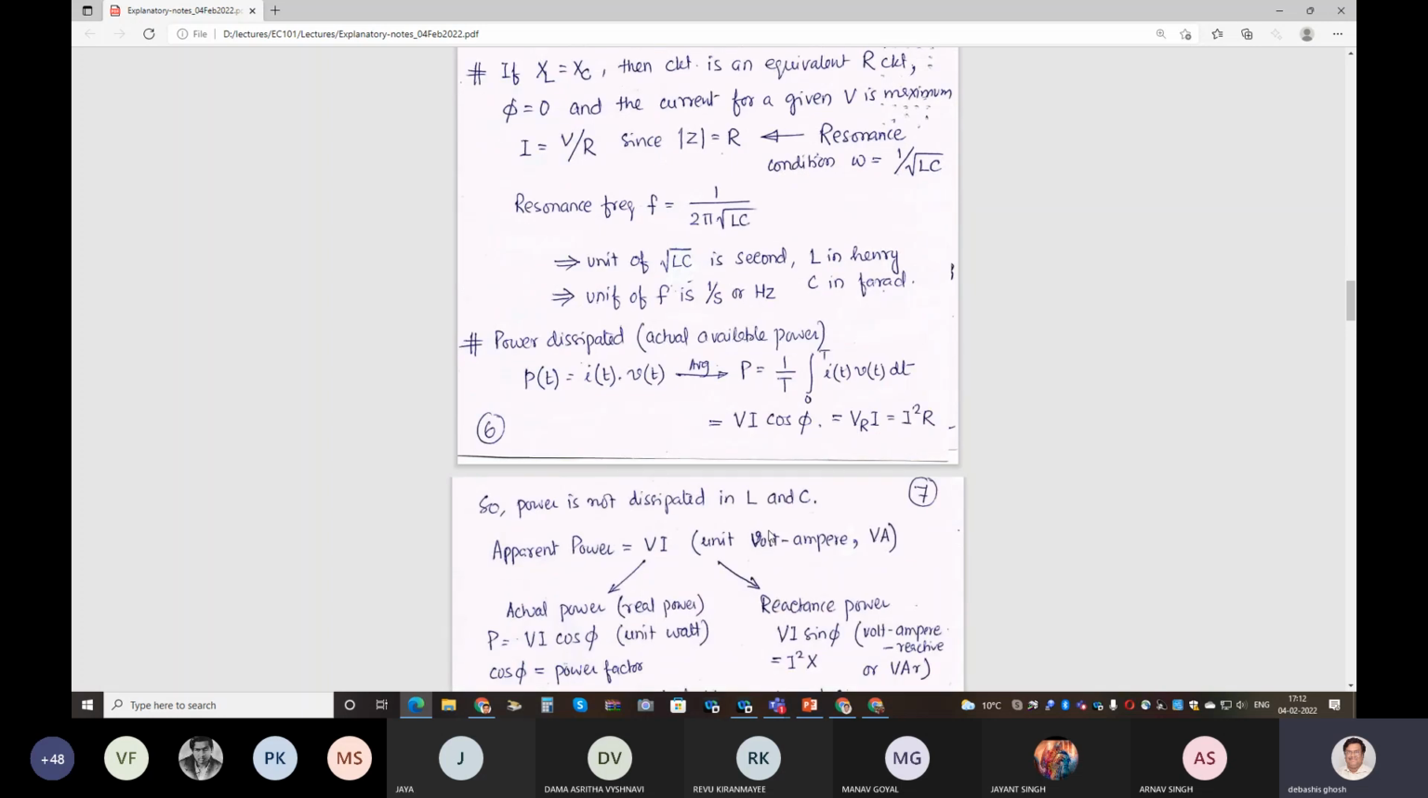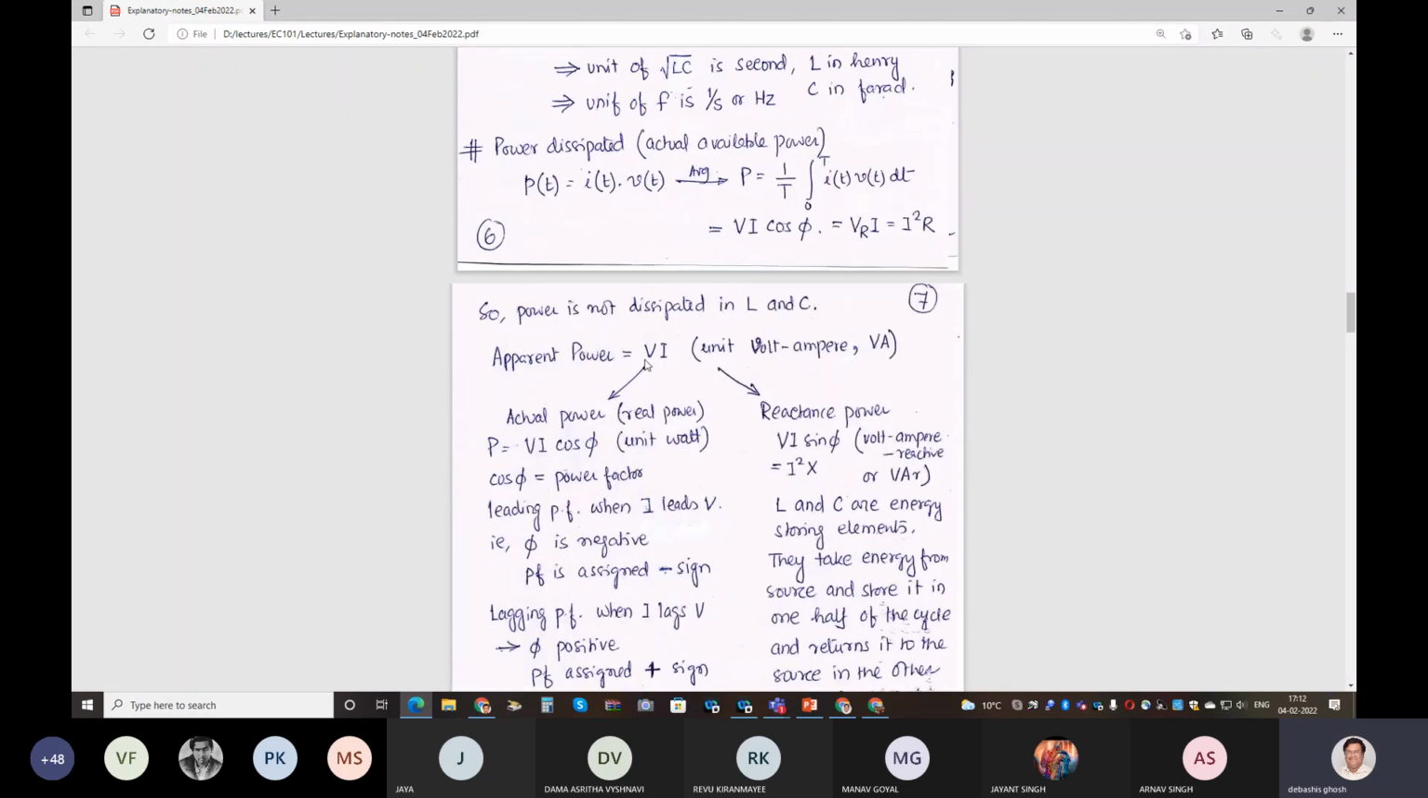Then regarding the power also, we have seen that the apparent power is Vi, but the actual power which you can utilize is Vi cos phi. Okay, and there is some reactive power, Vi sin phi.